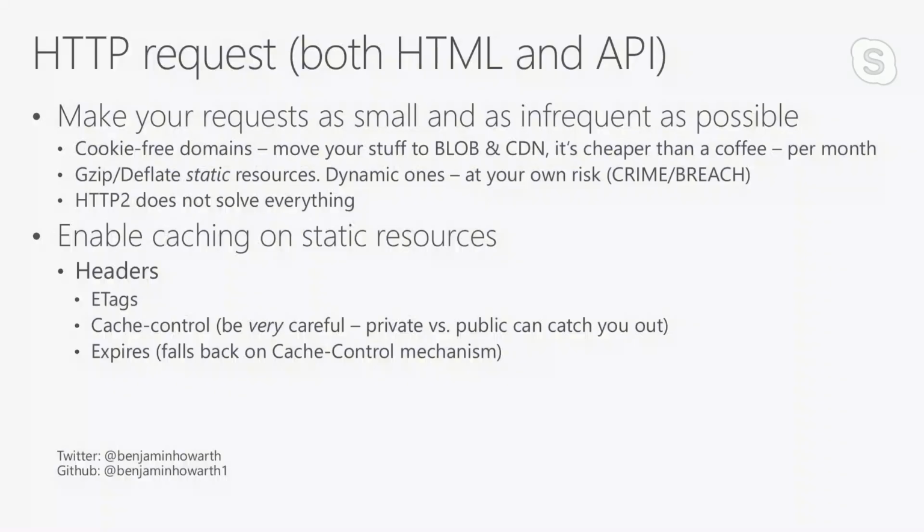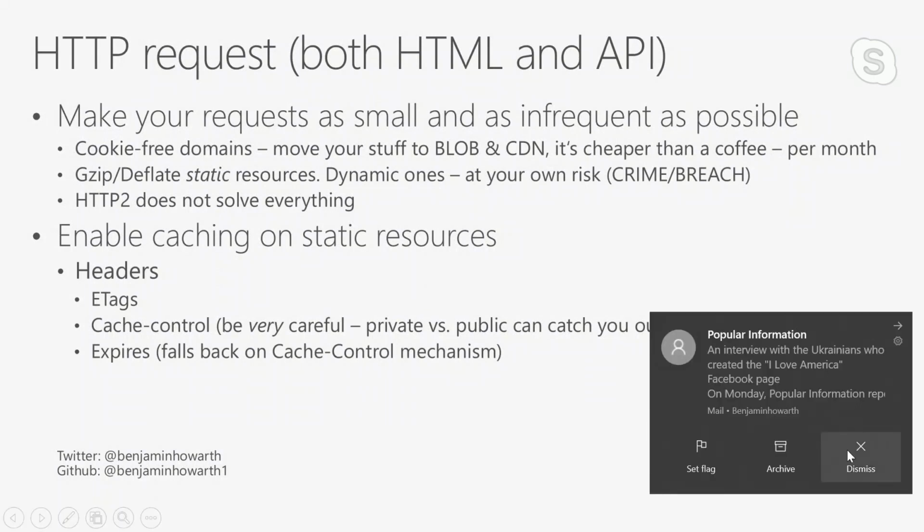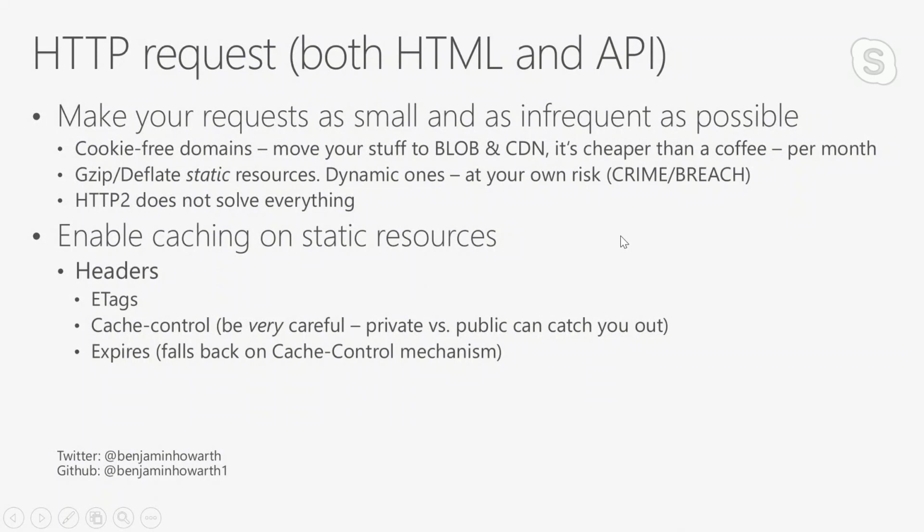So firstly, make your requests as small and as infrequent as possible. Use things like cookie-free domains. Move your stuff over to blob and CDN storage. It's cheaper than a coffee per month. Gzip and deflate static resources if you can. It will save you probably between 20 and 40% on your resources. And in fact, Azure's own CDN supports this out of the box. If you want to gzip or deflate dynamic resources, there are a couple of security risks involved in that, so it's generally not recommended.